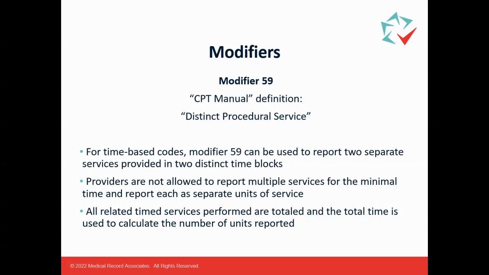For time-based codes, modifier 59 can be used to report two separate services provided by two distinct blocks of time. So your time blocks are very distinct in your documentation. It's clear, then modifier 59 would be appropriate in those cases. They're not allowed to report multiple services for minimal time and then to report each as separate units of service. So make sure you're, again, going back to those CPT descriptors in the CPT book, make sure what a unit of measurement is and what your documentation supports. All related time services performed are totaled, and the total time is used to calculate the number of units.